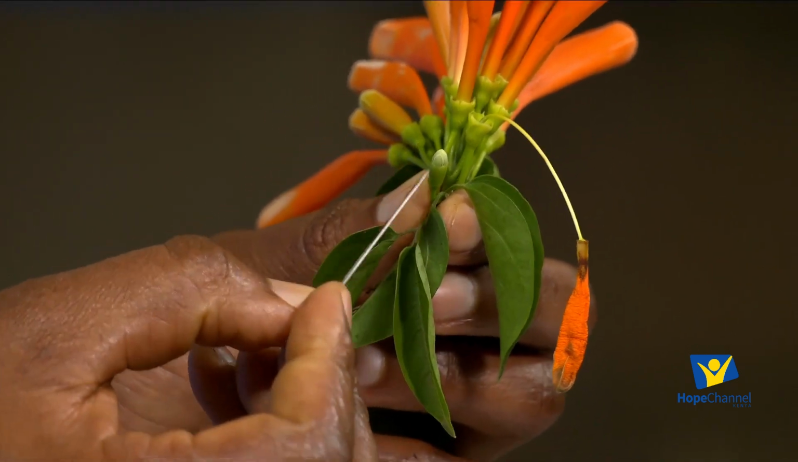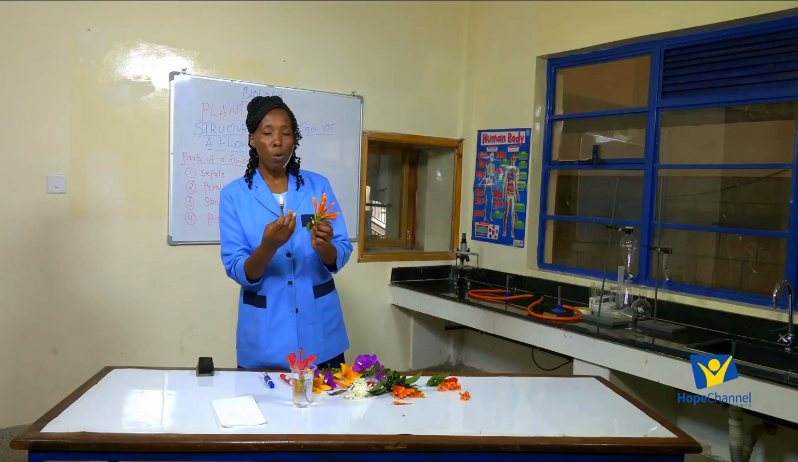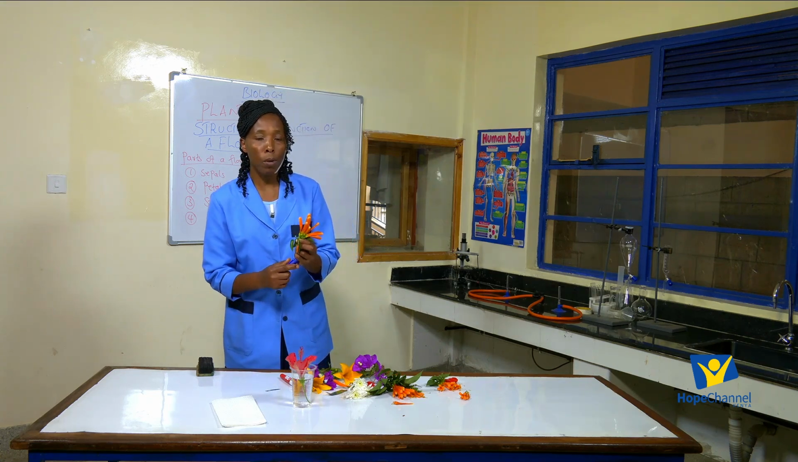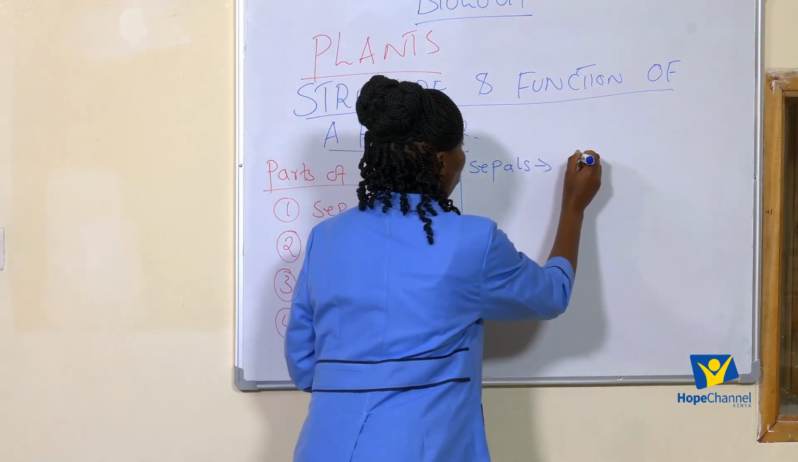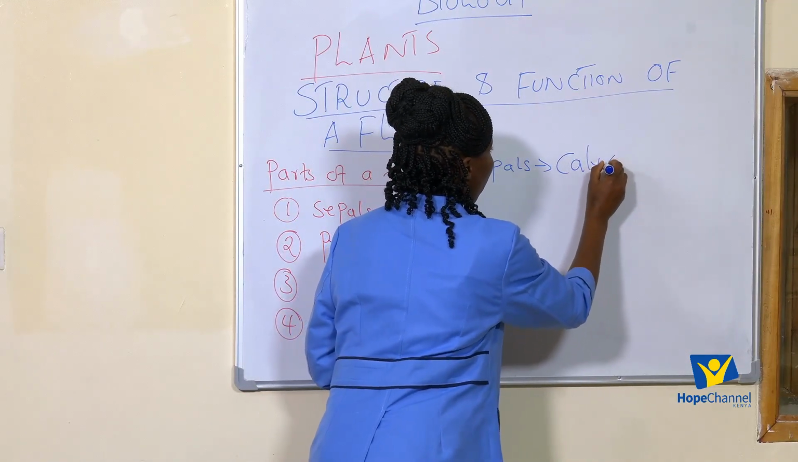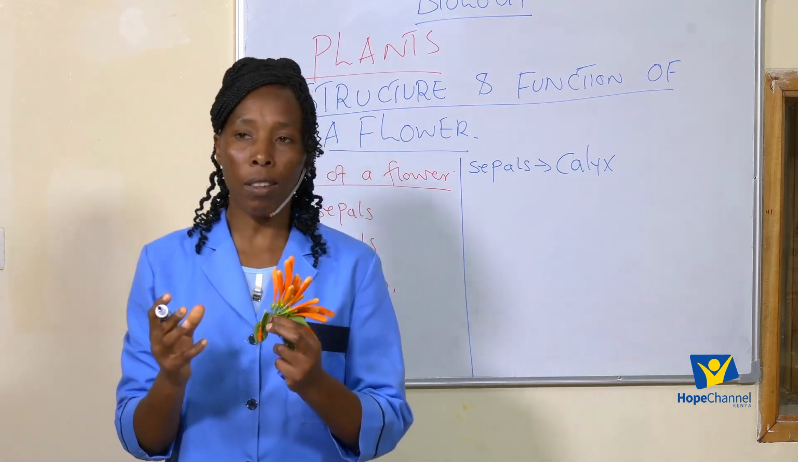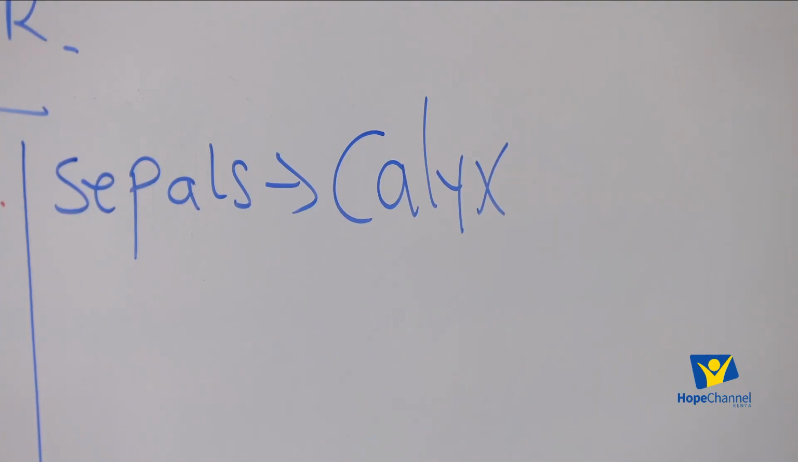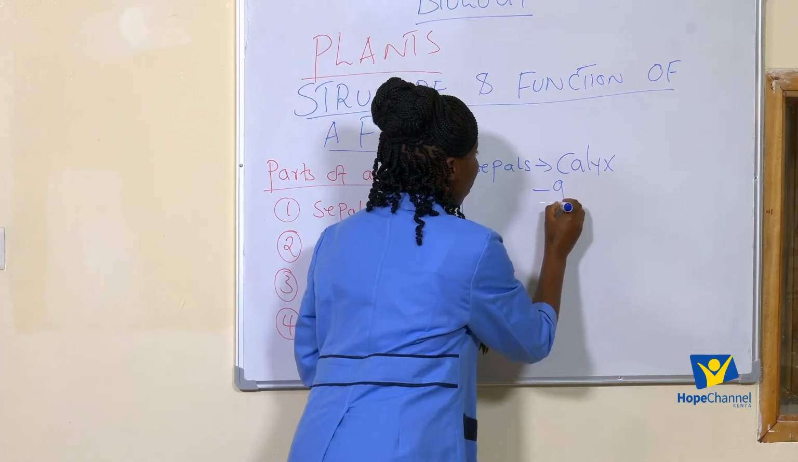Now, these sepals collectively, we refer to them as the calyx. So collectively, we refer to the sepals as the calyx. Calyx is a collective name that refers to the sepals. So we are saying that, number one, the sepals are green. They are green in color.